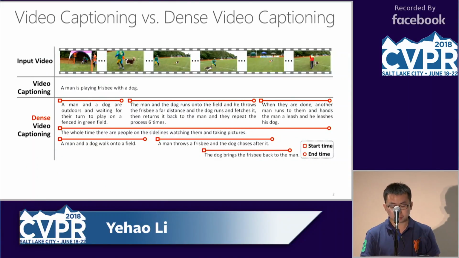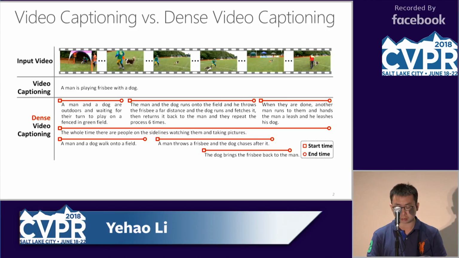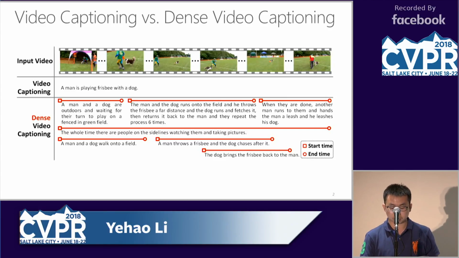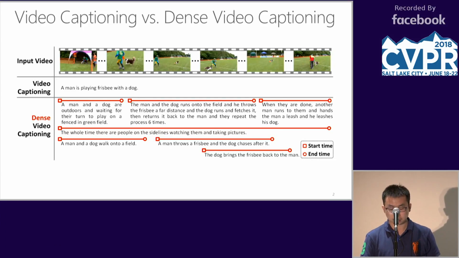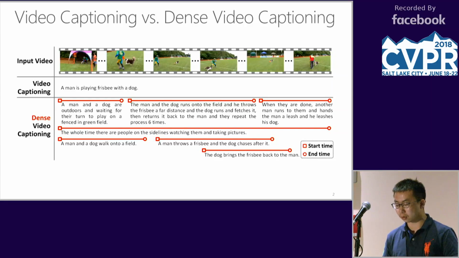So what do we mean by dense video captioning and what is the difference with traditional video captioning? Take the video as an example. The output sentence generated by traditional video captioning is "a man is playing frisbee with a dog," which is unable to describe the procedure of playing frisbee with a dog in detail. In contrast, the task of dense video captioning is to localize all the events occurring in the video and produce a sentence for each event.